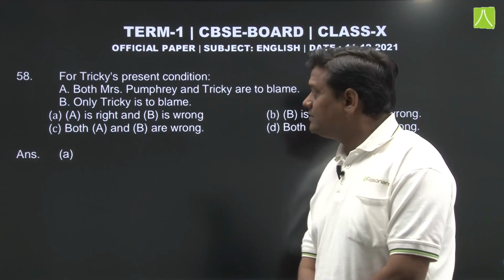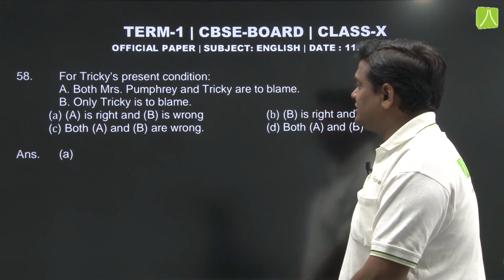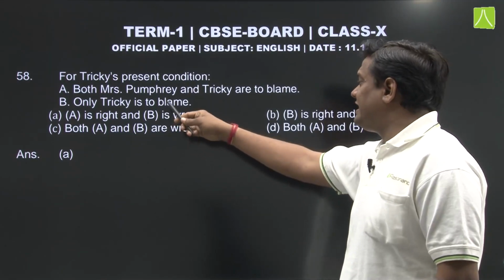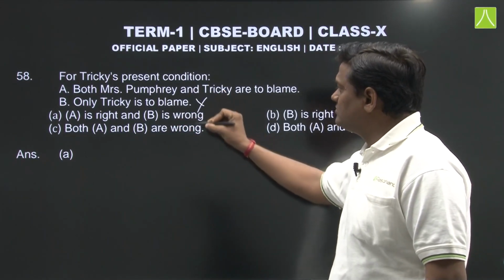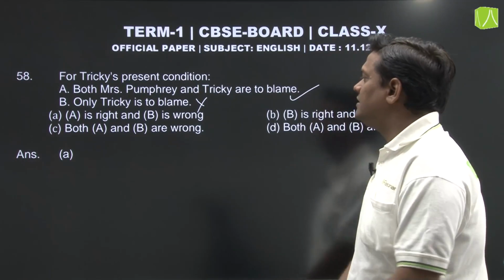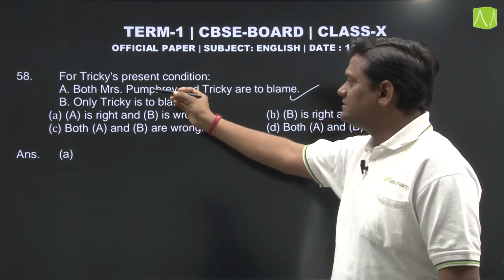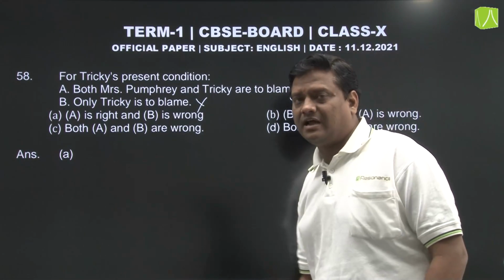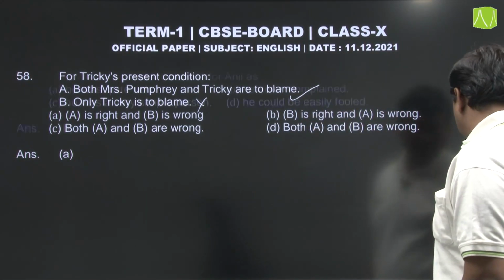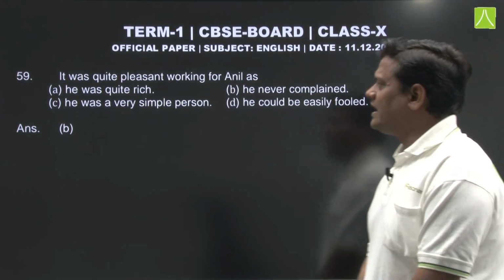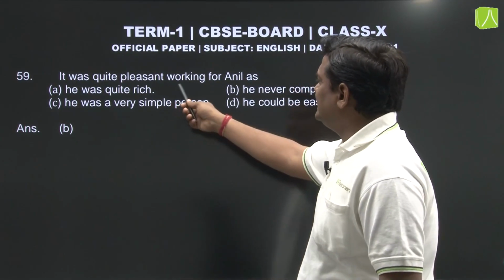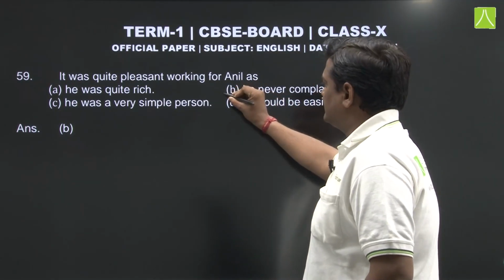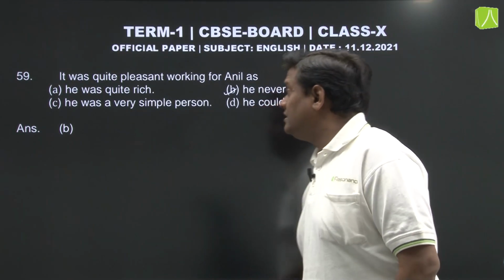Question number 58. For Tricki's present condition, both Mr. Pumphrey and Tricki are to blame. Only Tricki is to blame. This is wrong and this is right. Option A means A is right and B is wrong. Option A is the answer to this question. Now question number 59. It was quite pleasant working for Anil as he never complained. This is the answer. Anil never complained.